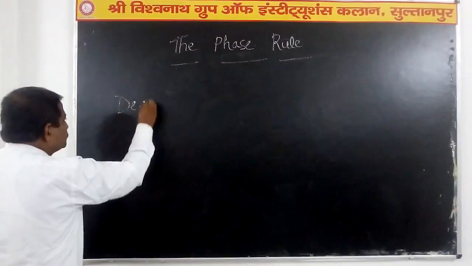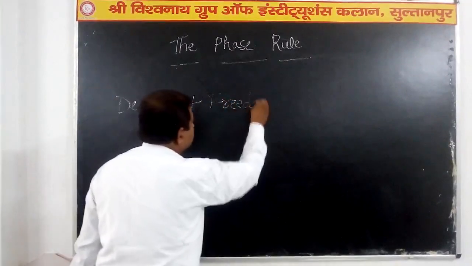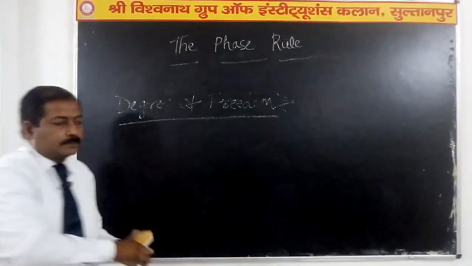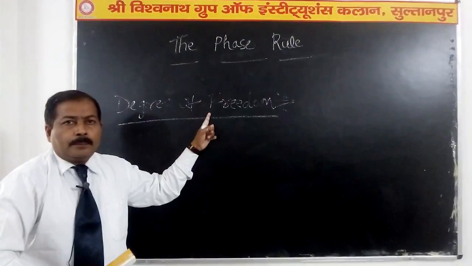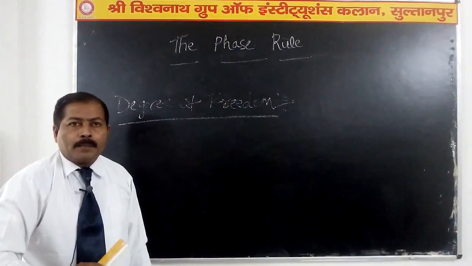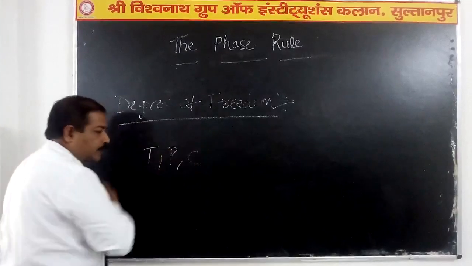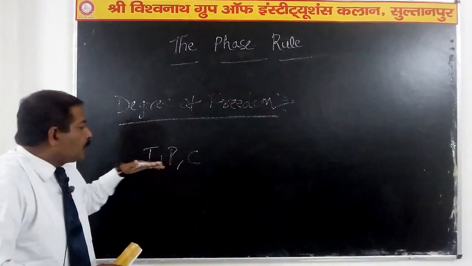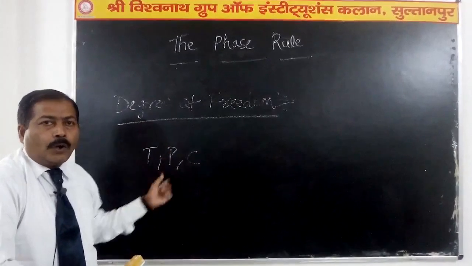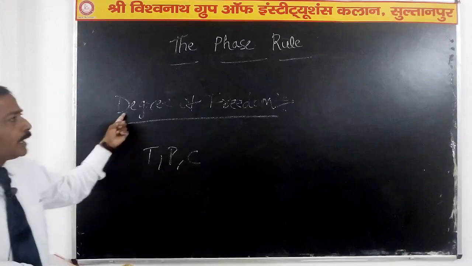Now we shall take the next important topic, that is the degree of freedom. The degree of freedom of a particular system can be defined as the number of variables, such as temperature, pressure or concentration, that must be specified in order to describe the different phases of the particular system.